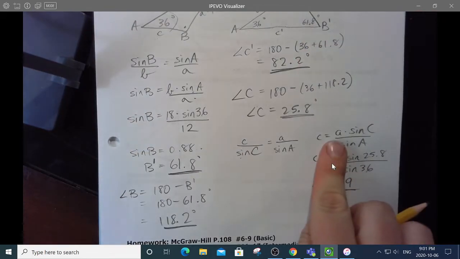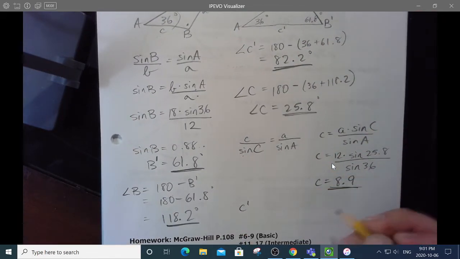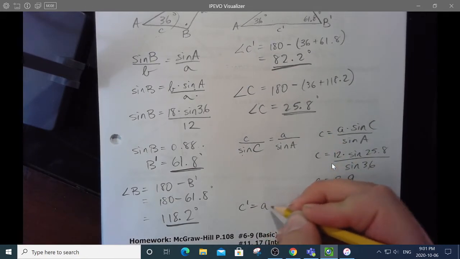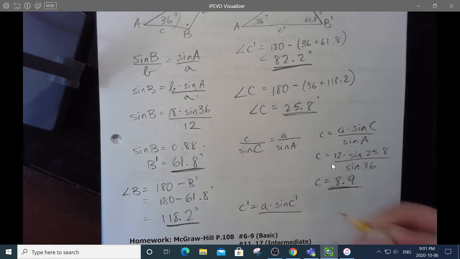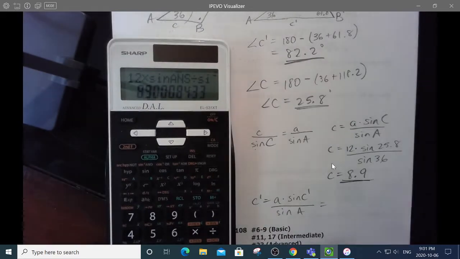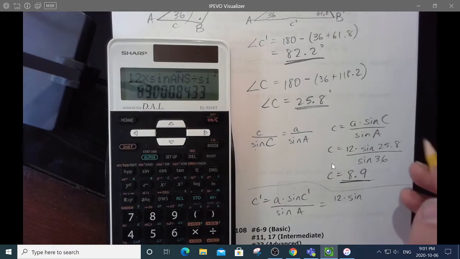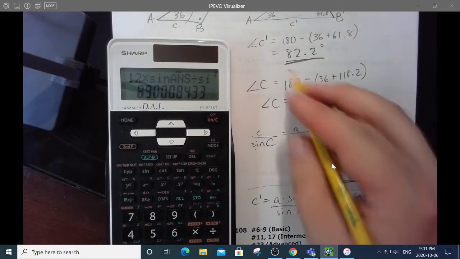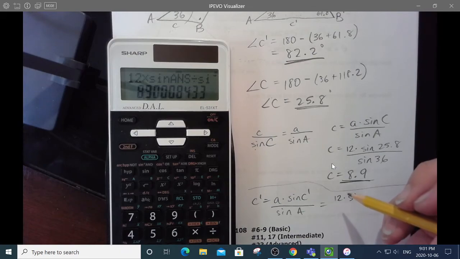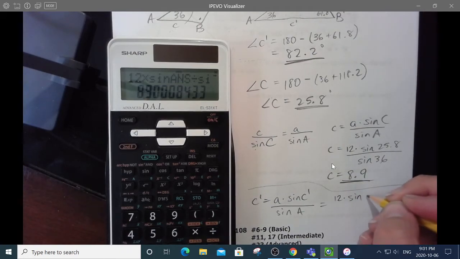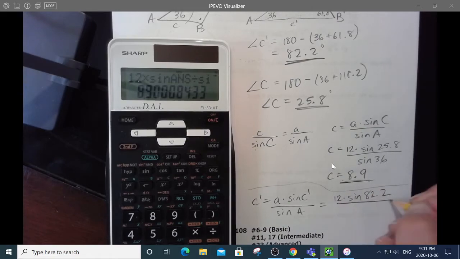Well, for that one, I'm going to use the exact same formula. I'm just going to copy it again, but C primed is equal to A times the sine of C primed over the sine of angle A. And that's going to be, okay, A was 12 times the sine of C primed, and C primed was 82.2 degrees. Ugh, I don't actually have that number. I'll use a rounded number. Ooh, I feel unclean having to use a rounded number. And divided by the sine of A.